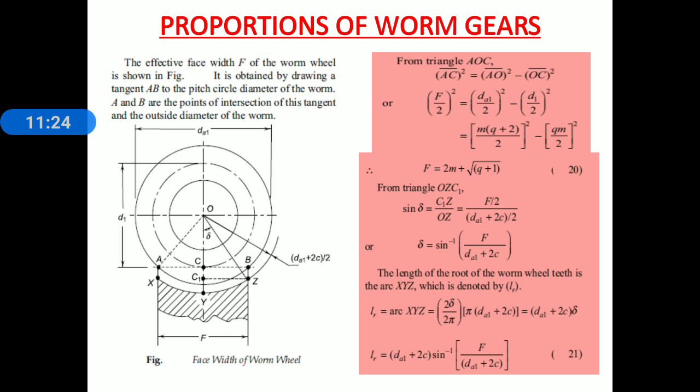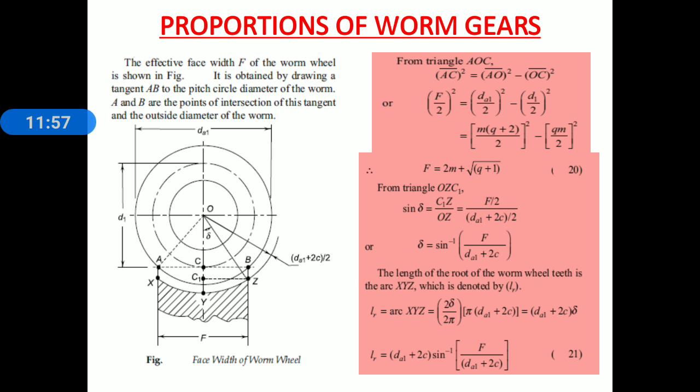Again, everyone observe the sketch carefully. From this sketch, we consider a triangle OZC1. In that triangle, we consider sine delta. We know the relation for sine, that is the front side to the hypotenuse. Front side is C1Z divided by hypotenuse OZ. From figure, the values of C1Z and OZ are clearly mentioned. We have to substitute the values of C1Z and OZ in that relation.